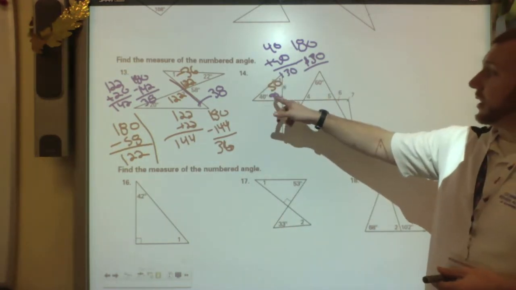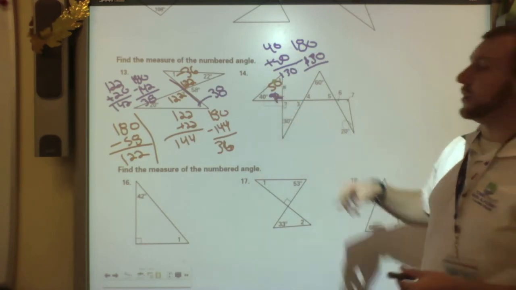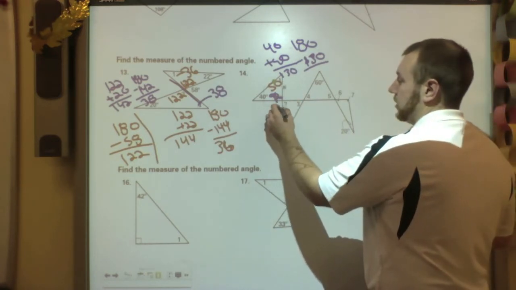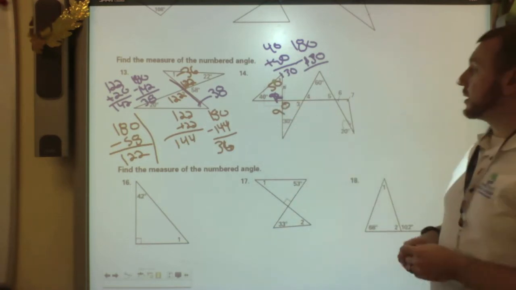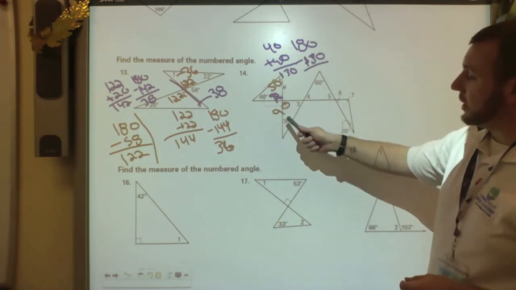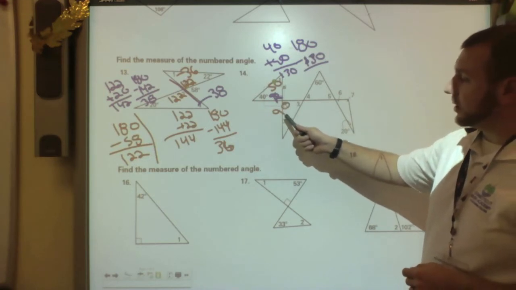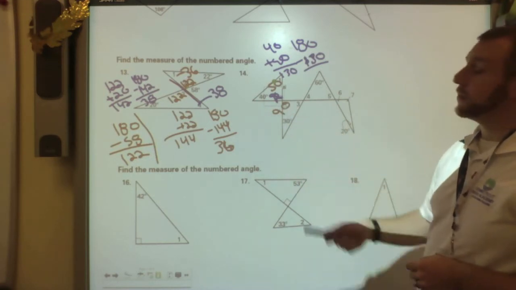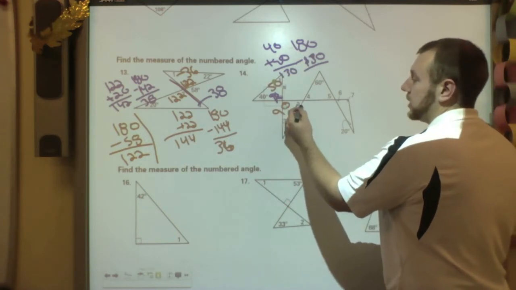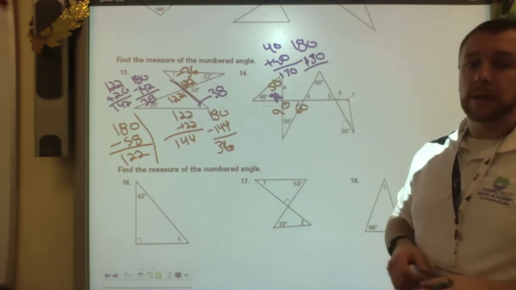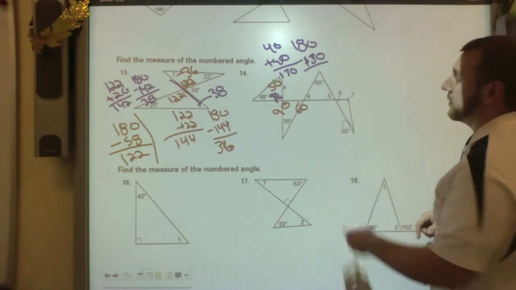Then I look, okay, if this is 90, the vertical angle to that is 90. So angle 2 is 90. Now I look at 90 and 30. 90 and 30 add up to 120. I take that 120 and I subtract that from 180, and I get 60 for angle 3. Now I use the vertical angles to find 4.